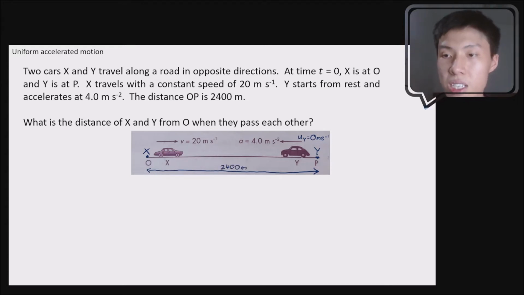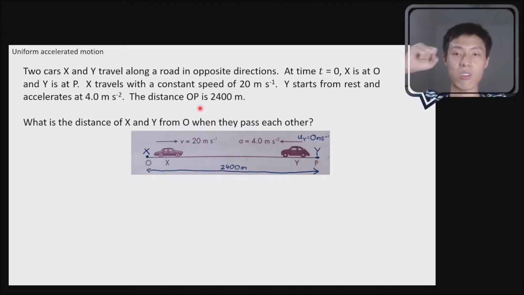Okay, so they ask, what is the distance of X and Y from O when they pass each other? Okay, so you might be a bit confused. They ask for the distance of X from O, and they ask for the distance of Y from O. So they ask two questions, is it? Well, not really. There's only one question to be asked here.